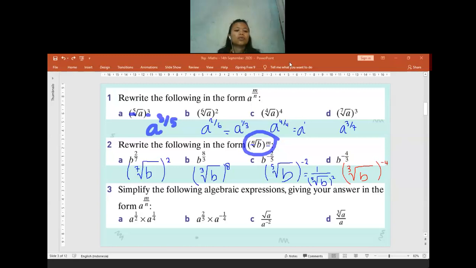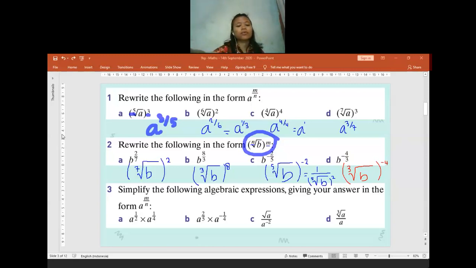For question 3, simplify the following algebraic expression, giving an answer in the form of a to the power of n per n. So we have to keep all the answers in fractional indices. How do you find it? You have to use all the index laws that you have learned. So like question 3a, we have a multiplication with the same base, different index. So what do we do to simplify this?